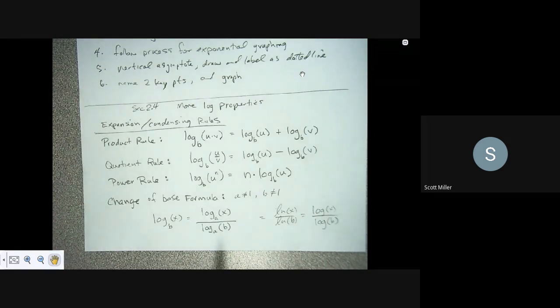And that's what we're going to be practicing in 2.4. So with that, that's the information, and now we'll start doing some examples.